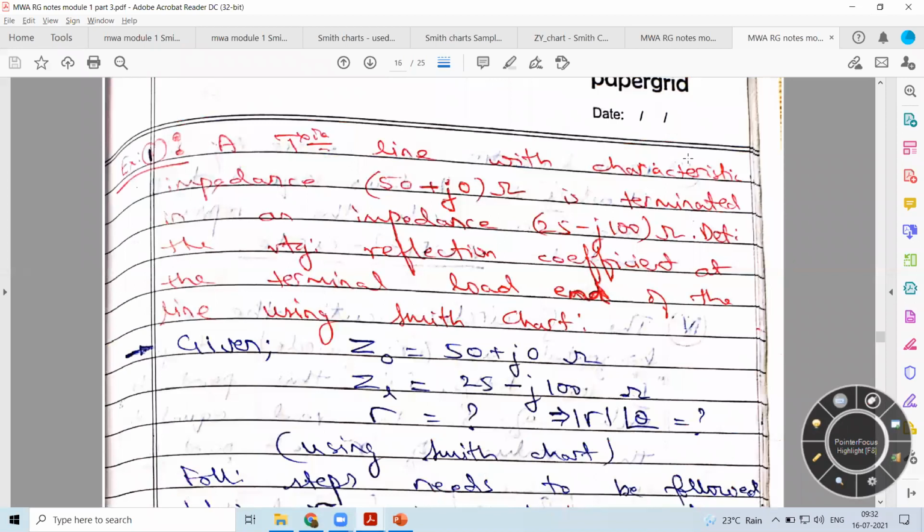Already we have discussed a few of the things, how we plot these things and all. So we'll have a few more discussions and we'll wind up the session.